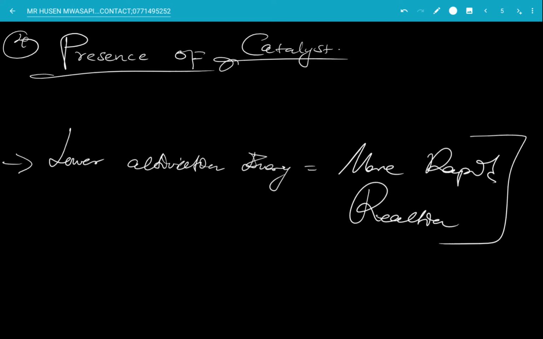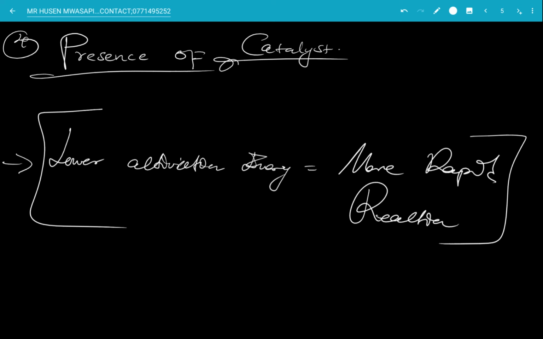So a catalyst is just something that provides an alternative path for a reaction. So it will make a reaction fast. That's in simple terms. So be mindful of this. The lower the activation energy, the higher the reaction rate.